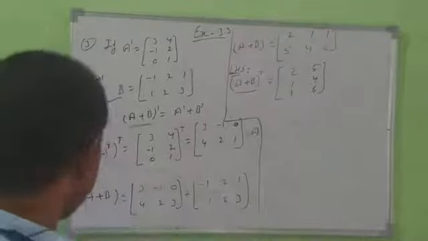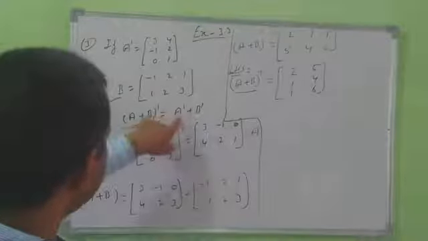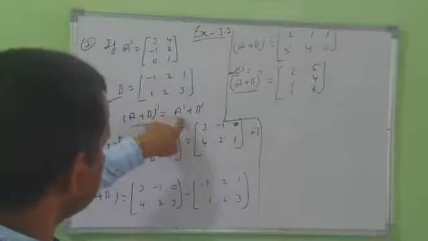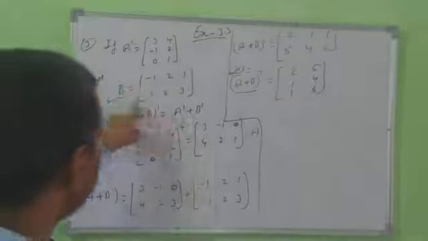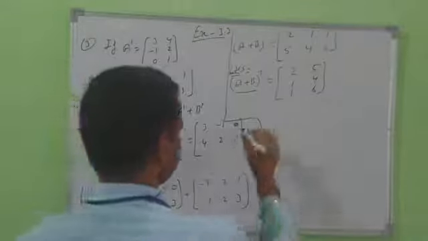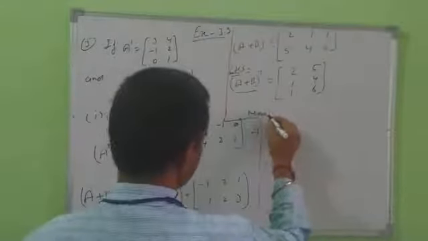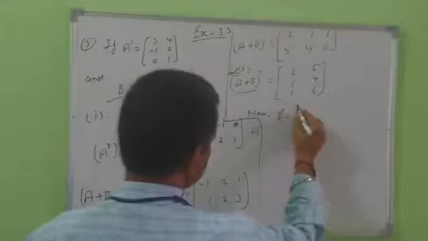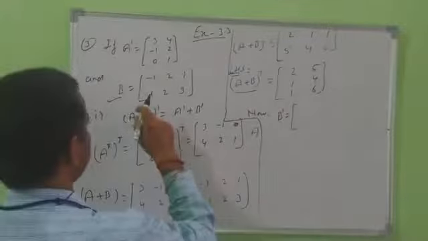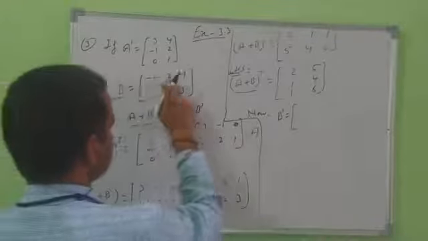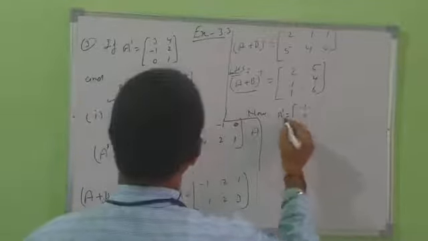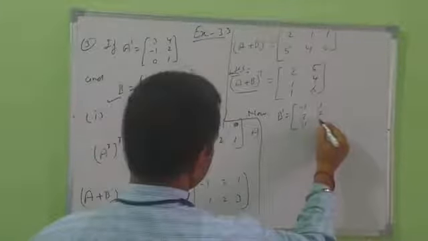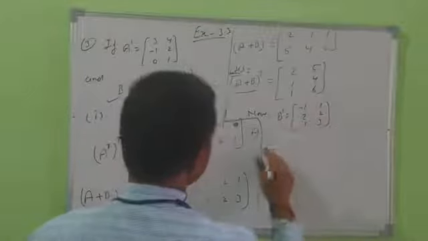After that, you will find A transpose plus B transpose. A transpose you have already got, then you get the B transpose. Now, what is the value of the B transpose? So, this is the matrix B. The first row converts into the first column: minus 1, 2, 1, and 1, 2, 3. This is the value of the B transpose.